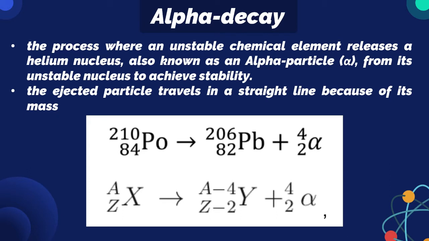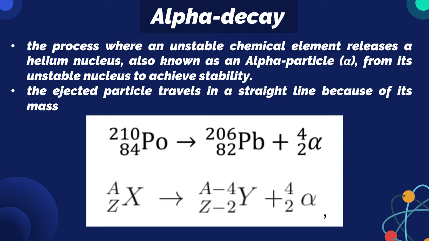We have different types of radioactive decay. We have primarily three. First one is what we call alpha decay. When we talk about alpha decay, it is a process where an unstable chemical element releases a helium nucleus, also known as an alpha particle, from its unstable nucleus to achieve stability. Other than that, the ejected particles travel in a straight line because of its mass.